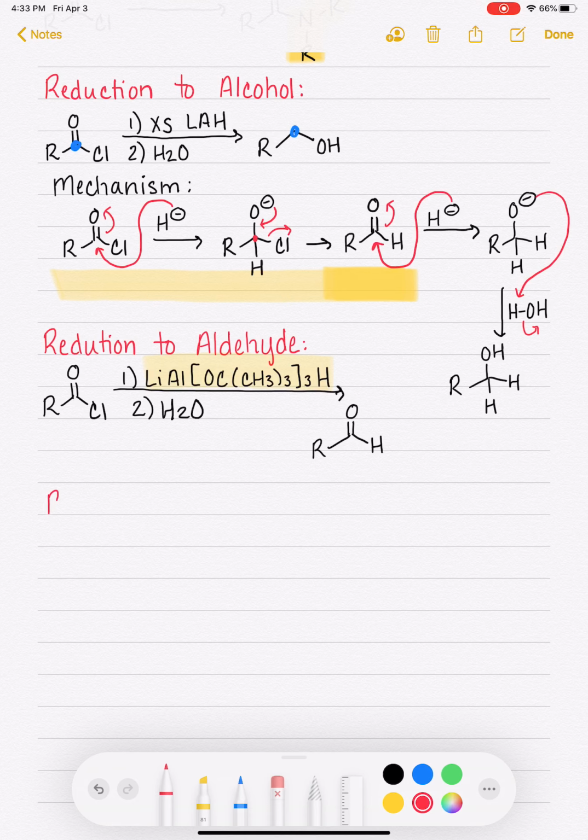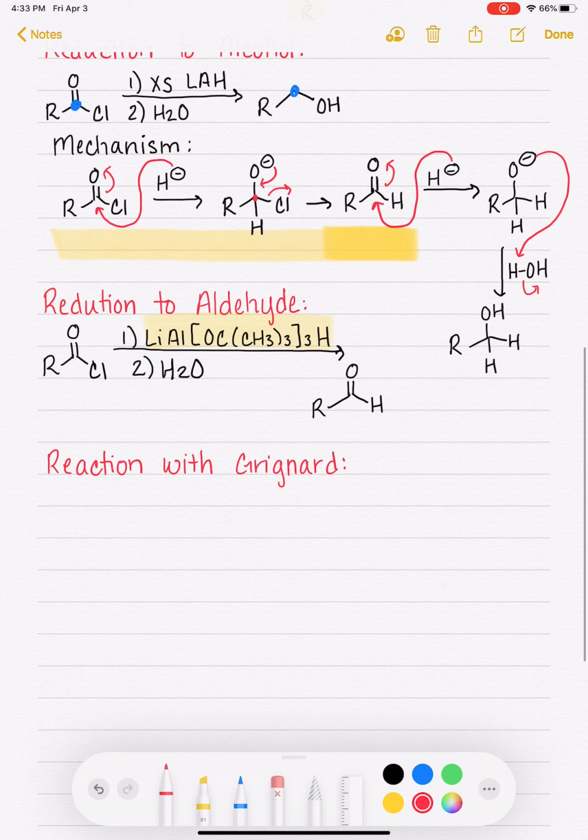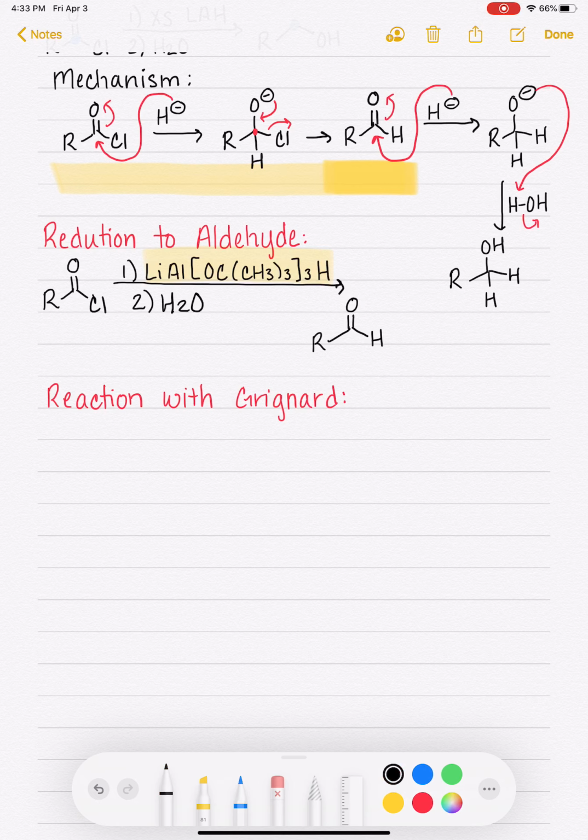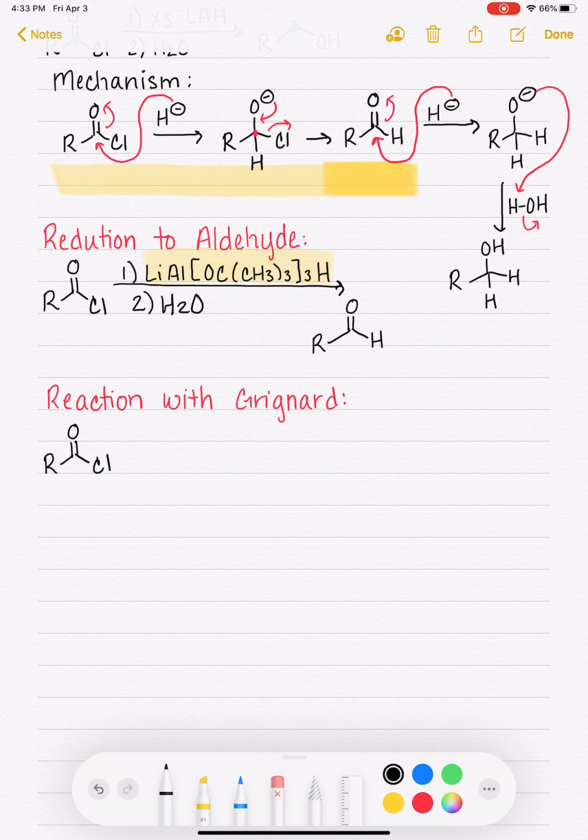Reaction with Grignard, which we're already familiar with, although I don't think that we've done it with an acid chloride before. But it is going to work the same way as other carbonyl compounds. This time, we are going to draw the mechanism for this. You do need to have excess of your Grignard. I'm going to call it R prime MgBr. And then remember, the Grignard reaction has a step 2 of H2O or H3O plus.